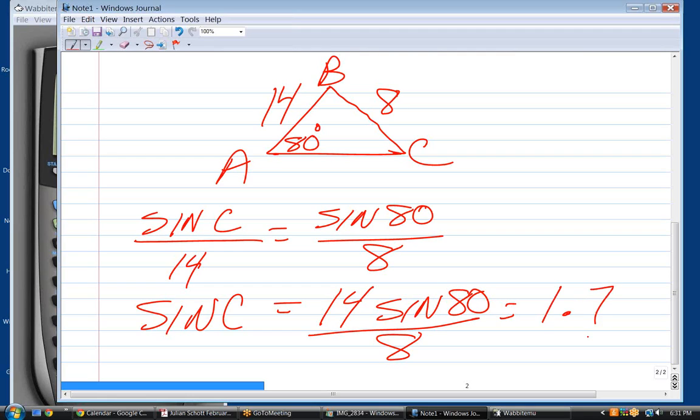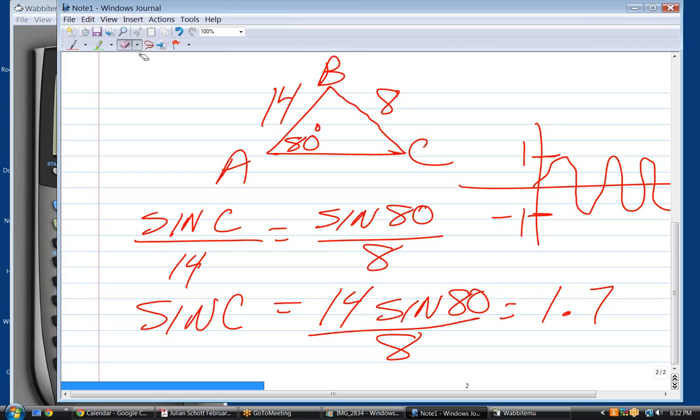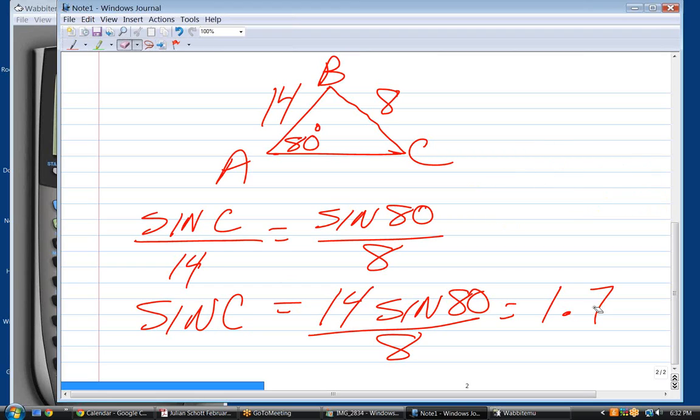Hold on. One moment. It's impossible for the sine of C to be equal to a number bigger than 1. If you tried to take the inverse sine of that, it's going to say error. Remember what the sine curve looks like. It never goes above 1, never goes below negative 1. So when we come up with an answer that the sine of C is equal to 1.7, a number bigger than 1, it tells us immediately that this can't be a triangle. There's no way you can make a triangle out of those three starting dimensions.